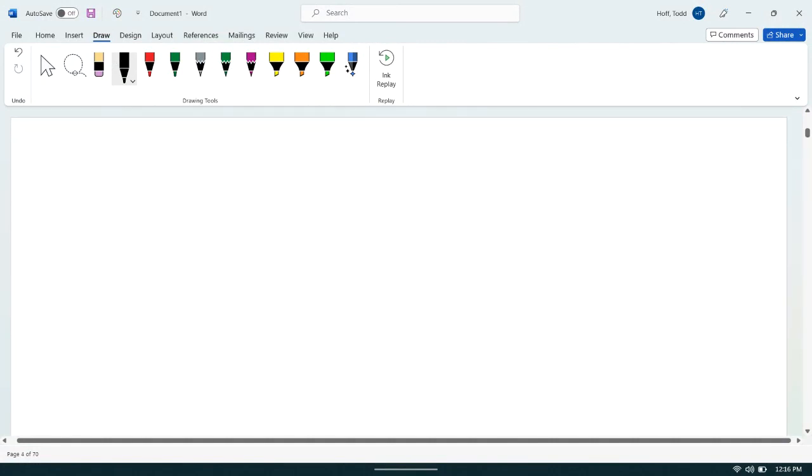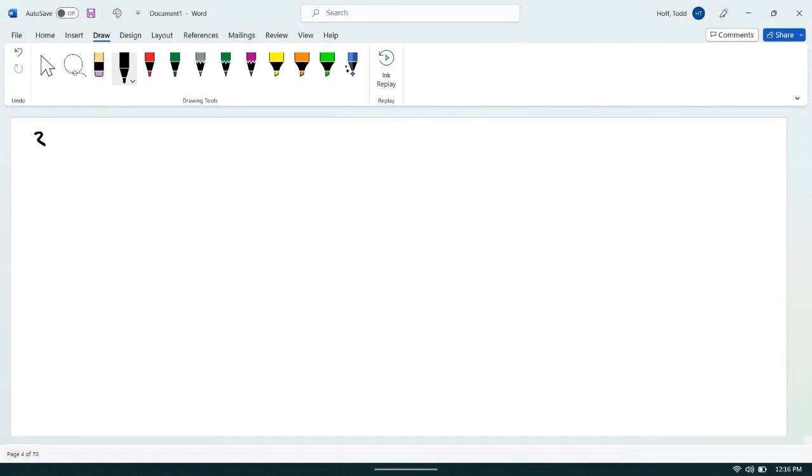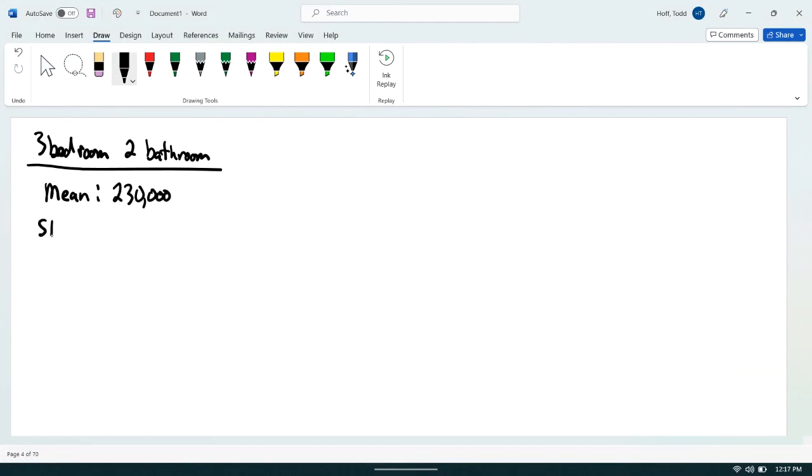Let's say you're looking to buy a house. And so you want to buy a 3-bedroom, 2-bathroom house. And you do your research in the area you're looking in. Last year, of all the homes that sold that are 3-bedroom, 2-bathroom, the mean selling price was $230,000 with a standard deviation of 60,000.